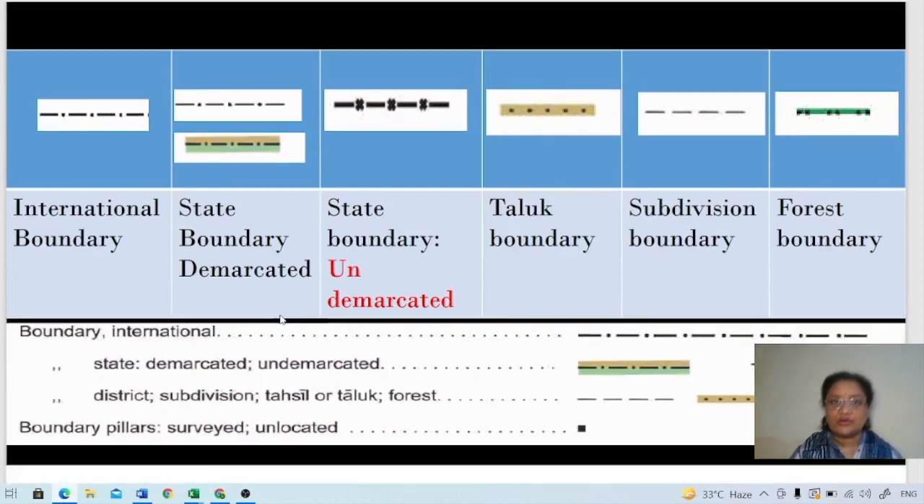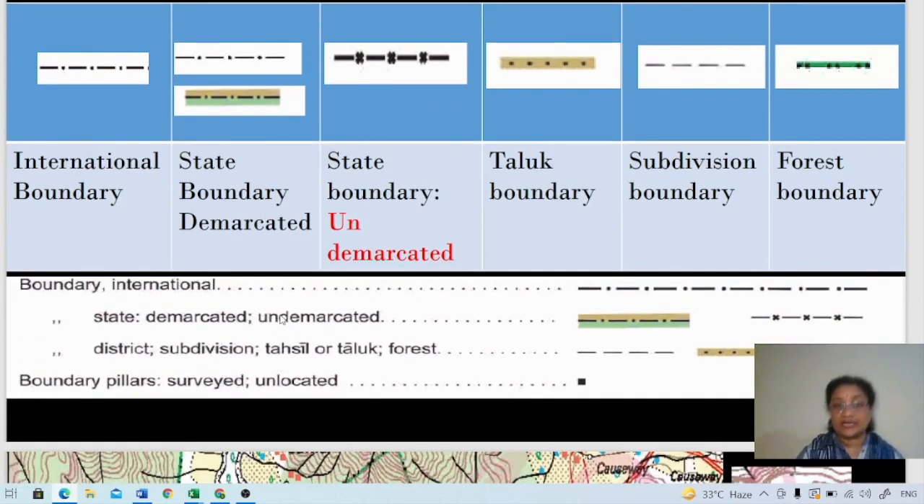Now we have to study the various boundaries. Again, a very important part of topographical sheets or any maps, but especially leaving international and state boundaries, the other boundaries which are shown here are very important in the topo sheets. Now let's start with it.